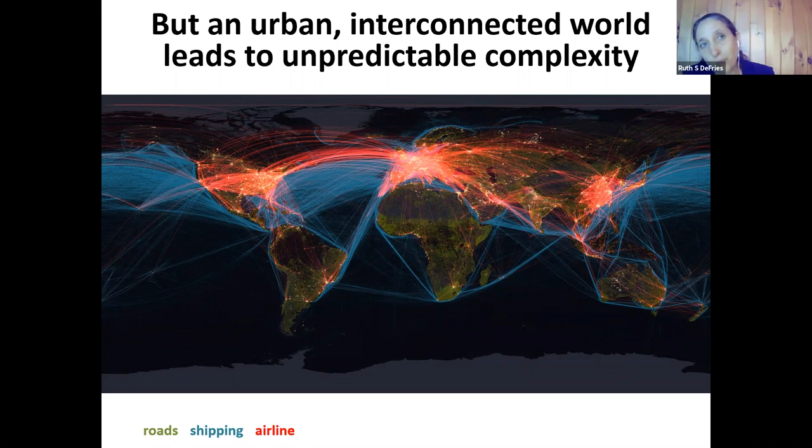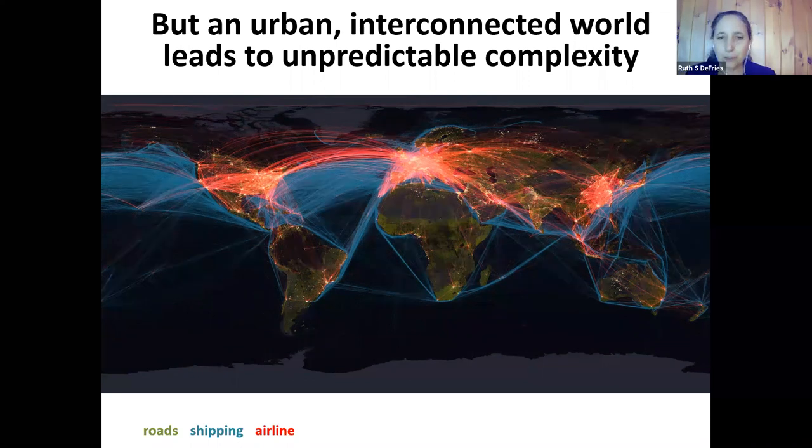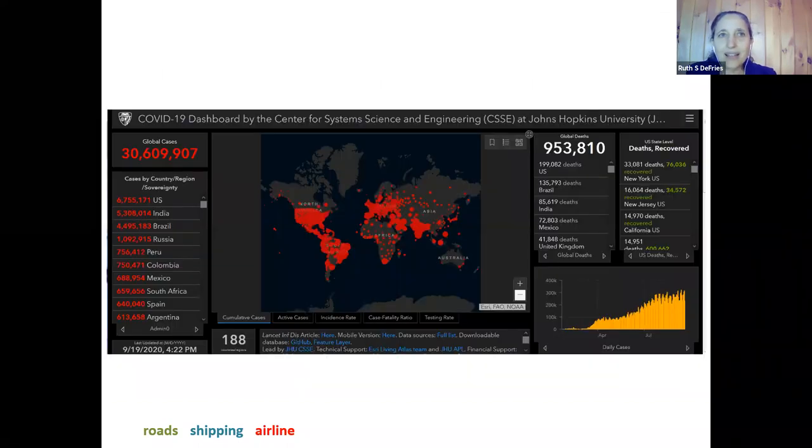where catastrophes can spread or good ideas can spread, but we live in a complex system by the formal definition of a complex system, which means that we have nonlinearities, feedbacks, and most of all, unpredictable outcomes. And we're seeing that now. So we're seeing that in the pandemic.